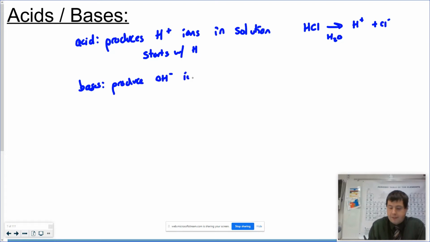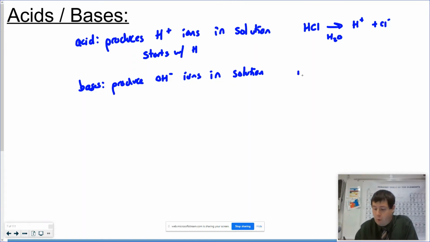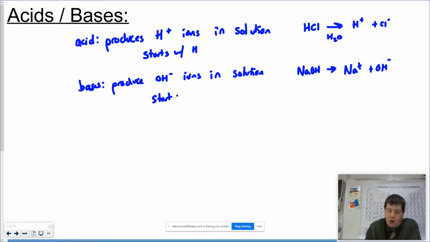Bases produce OH minus ions in solution. A common base, for example, would be NaOH. Notice that's an ionic compound, and all we'd have to know to figure out if it was an electrolyte is, is it soluble? Well, NaOH is indeed soluble, and all Na group 1 compounds are soluble, and it makes Na plus and OH minus in solution. So yeah, that makes sense. That would indeed be an electrolyte. Bases typically end in OH, so you'll see an OH at the end of a base.